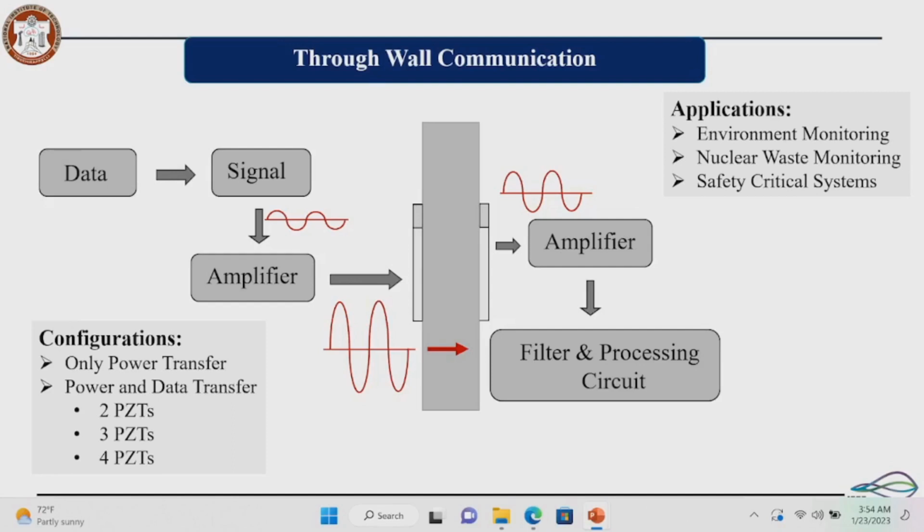Next is the signal. Data cannot be transferred directly; we need to modulate it. Then we need an amplifier, because these piezos work at high frequency and there will be a solid metal block there. Outside, we will put an amplifier sensitive enough to pick up the signal, followed by a filter and a processing circuit to make sense of the data.